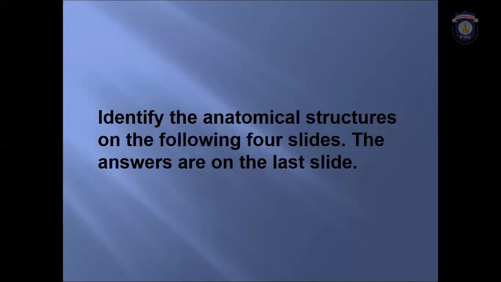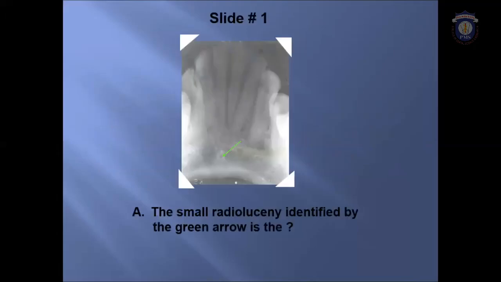So let us conduct a test so that we can check whether we have understood all the landmarks of the mandible properly. I will show you 4 slides. Can we identify all those anatomical landmarks? I'm on slide number 1. Can anyone tell me what is the small radiolucency which is present in the periapical region of the mandibular incisors, which is shown by the green arrow?